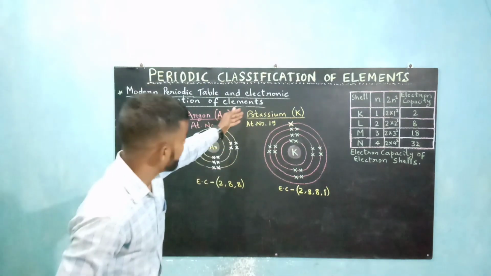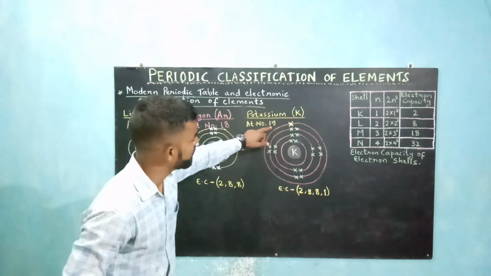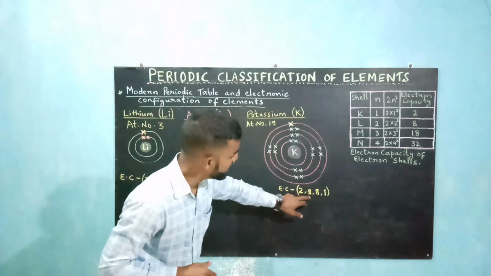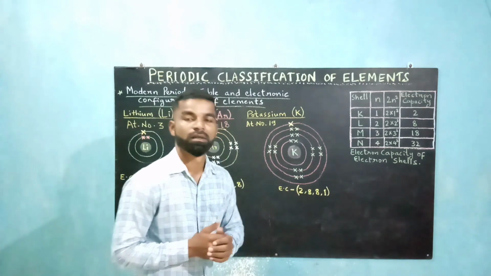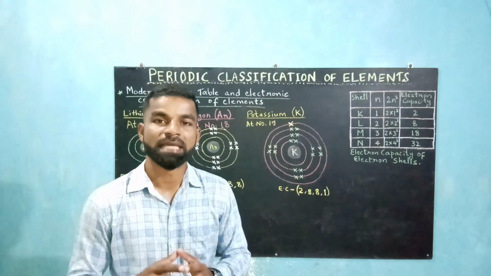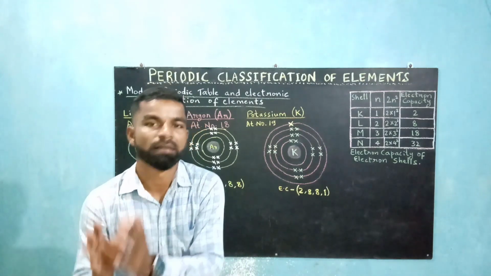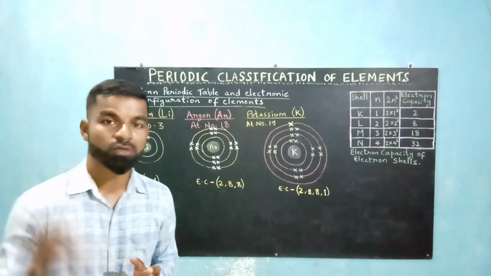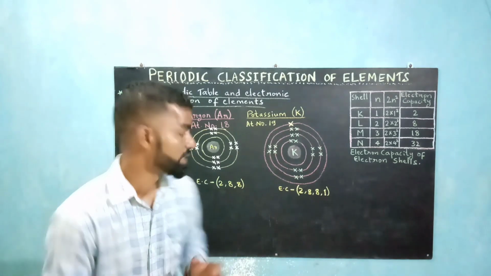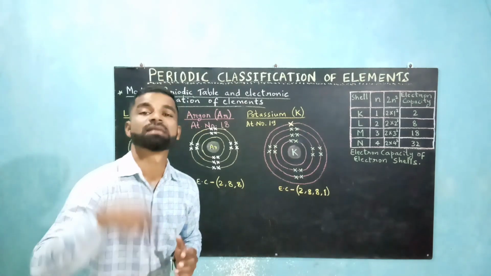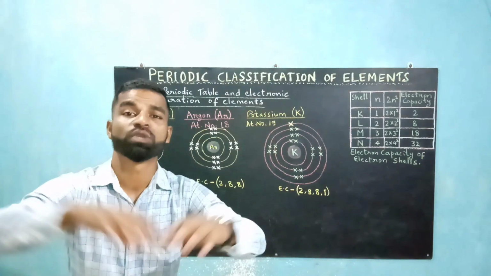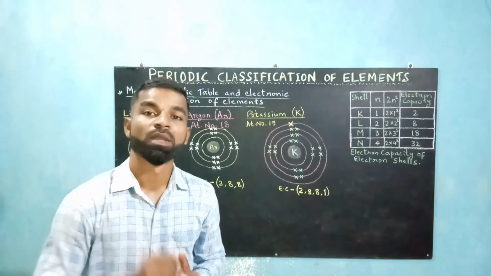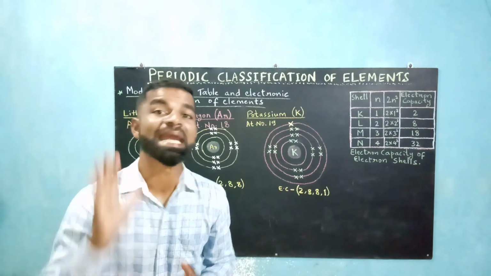Let's take an example of potassium. It has atomic number 19 and its electronic configuration is written as 2, 8, 8, 1. Now why not directly 2, 8, 9? Because the third shell has a capacity of 18 electrons. So why can we not write 9 electrons in the outermost shell? Because there is a rule which says that the outermost shell, which is called the valence shell, can hold only a maximum of 8 electrons.